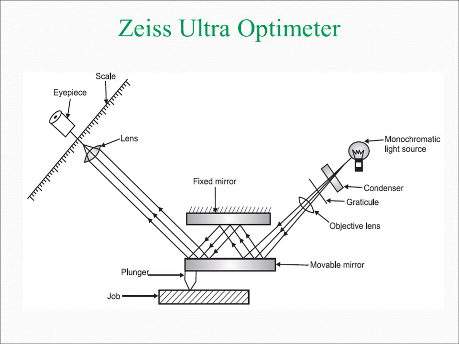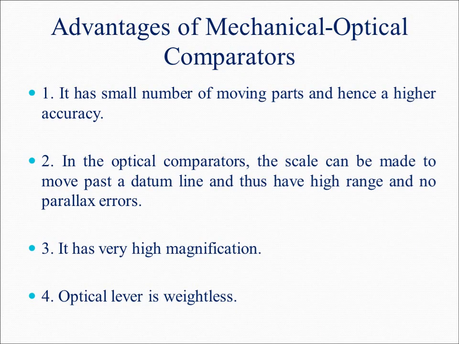Let us move further. What are the advantages of mechanical optical comparators? First, it has a small number of moving parts, hence higher accuracy is there with mechanical optical comparators. Second, in optical comparators the scale can be made to move past a datum line and thus have high range and no parallax error. So it means parallax errors here are removed. Third, it has very high magnification. Fourth, the optical lever is a weightless item, so the weight of the system becomes less in the case of the optical magnification system.